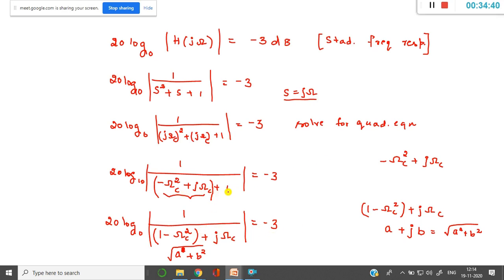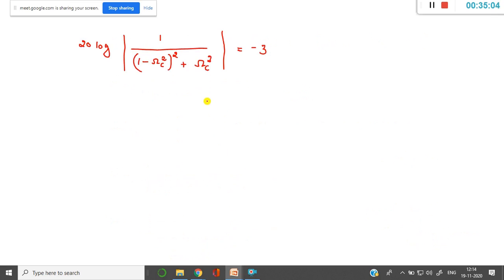In this case, I took the real term at one side and the imaginary term at another side, so this is in the form of a plus jb. If I want the magnitude, this is how you obtain it: square root of a square plus b square. Here a equals 1 minus omega c square. So a square means 1 minus omega c square whole square, plus omega c square. So that's what we did here.